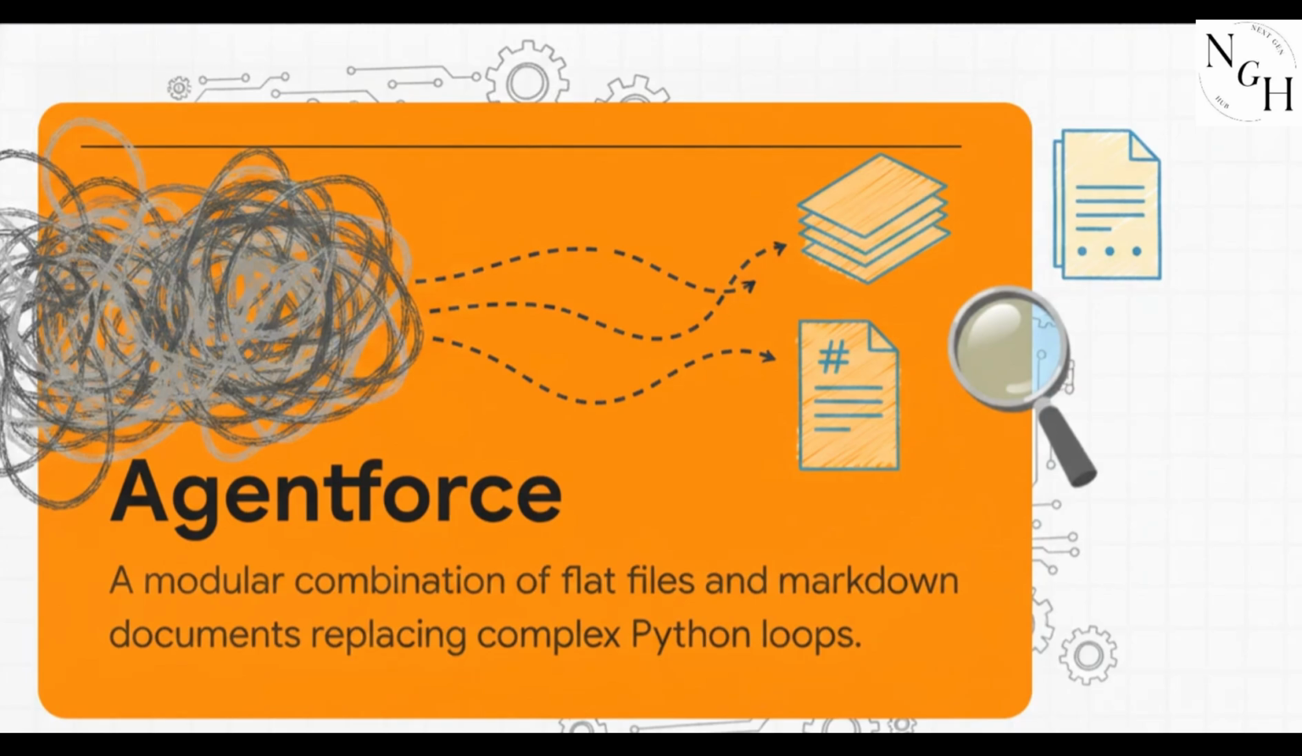Now, we really need to dispel a major industry myth here. When people hear the word agent, they almost always picture this unreadable, brittle Python loop. But the architecture in this new paradigm, often conceptually called an agent force, is actually incredibly straightforward. It's just an elegant, modular combination of simple flat files and markdown documents. You just use plain text to define the agent's role, its skills, and its environment, and the underlying infrastructure handles all the actual complex execution.